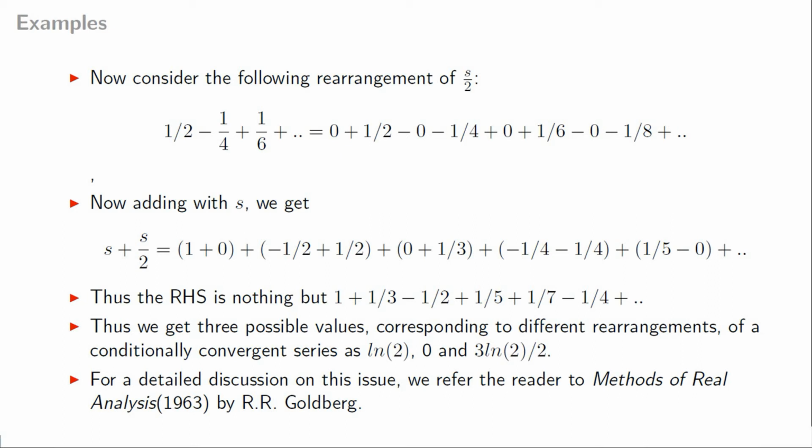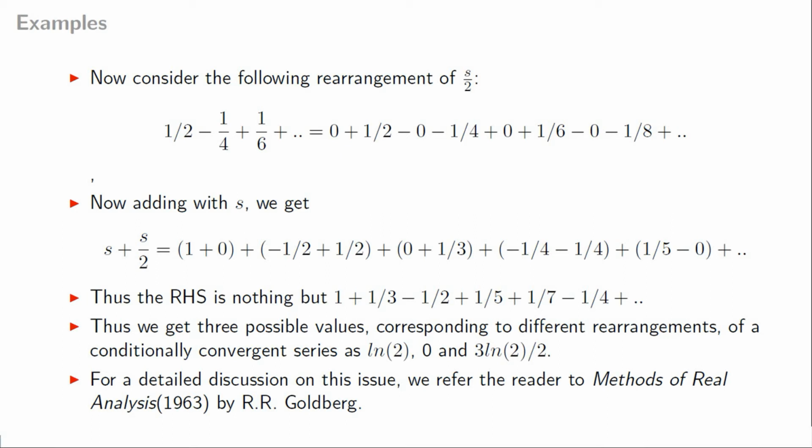Now, adding the left hand side with S, we get 3S by 2, and clubbing the different numbers, we get in the right hand side 1 plus 0 plus minus half plus 1 minus half plus half plus 0 plus 1/3 plus minus 1/4 minus 1/4 and so on. Thus, the right hand side is nothing but 1 plus 1/3 minus half plus 1/5 plus 1/7 plus 1 by 7 minus 1 by 4.